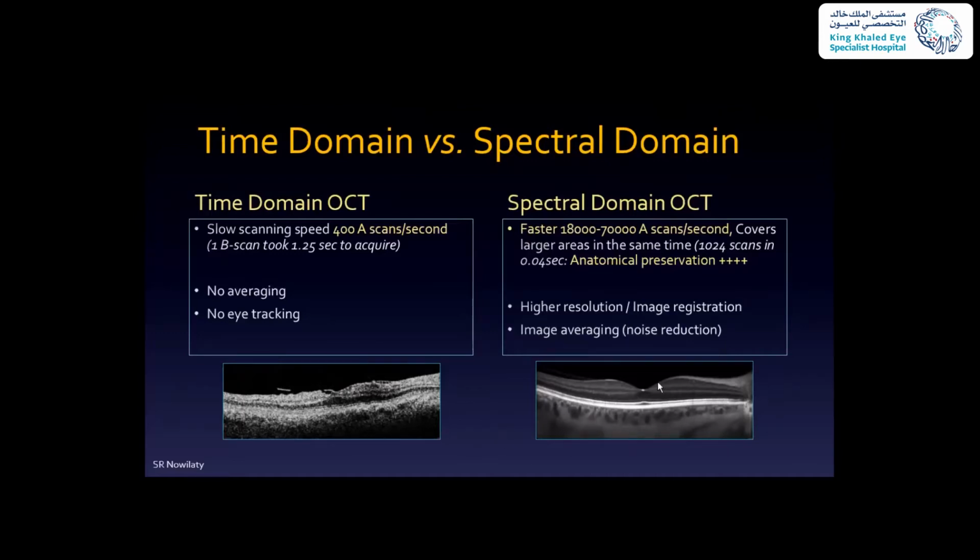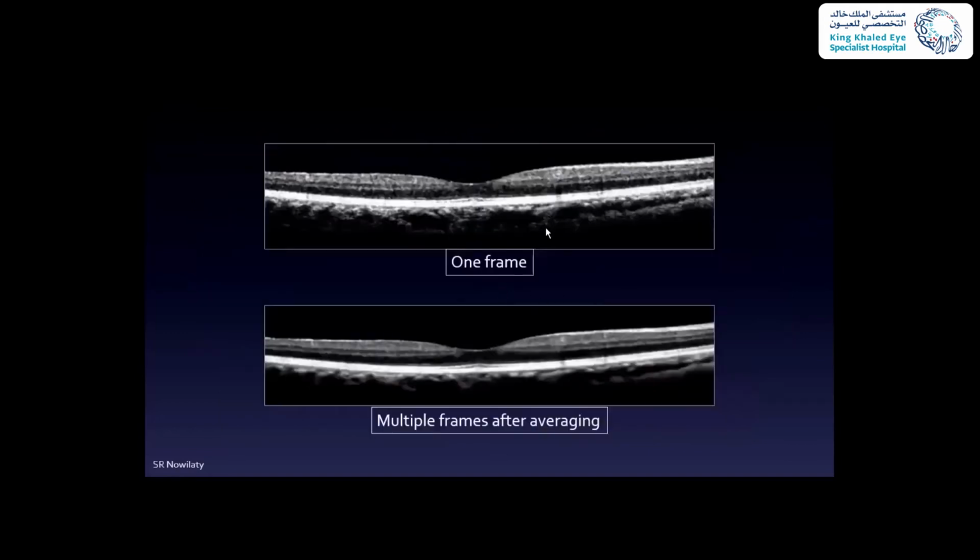So the spectral domain OCT machines permit averaging, which means that you get a crisper image and noise reduction. Because of this, you can also tell the machine that you want to image a specific area, and then the next time you image exactly that same area, and it can correspond the previous images with the new images and tell you whether there is any change. All right, so that's what eye tracking is about. Now, here again is an example. If you just do one frame, this is what you get: a noisy image. But if you get multiple frames after averaging, you get a much crisper image.